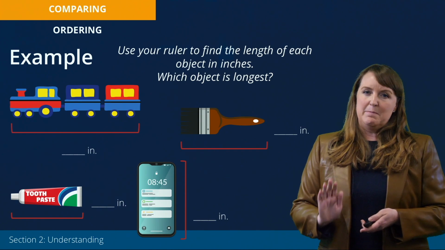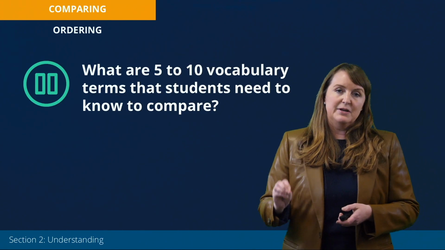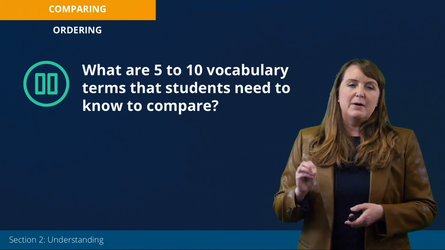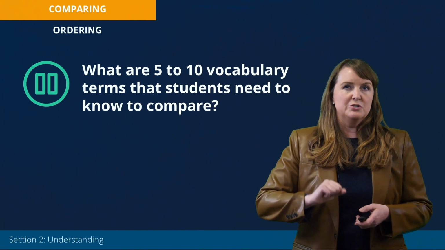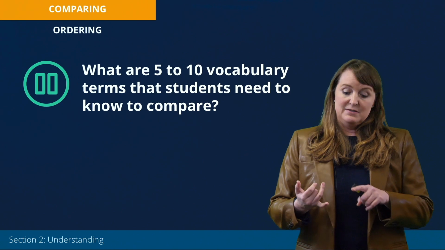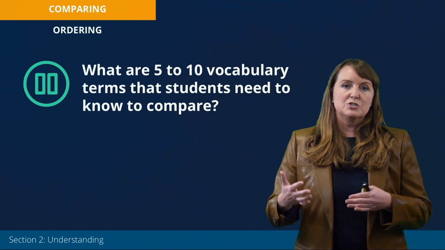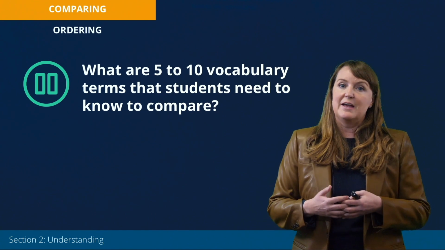Now, as we compare, one of the things that I want to think about often is the vocabulary that's involved in comparison. So I'd like you to think about what are 5 to 10 vocabulary terms that are important for your students to know so that they can compare. So maybe it's inches and feet, but maybe you're also thinking about longest and shortest. What are some of the other vocabulary terms that would be important to emphasize here?